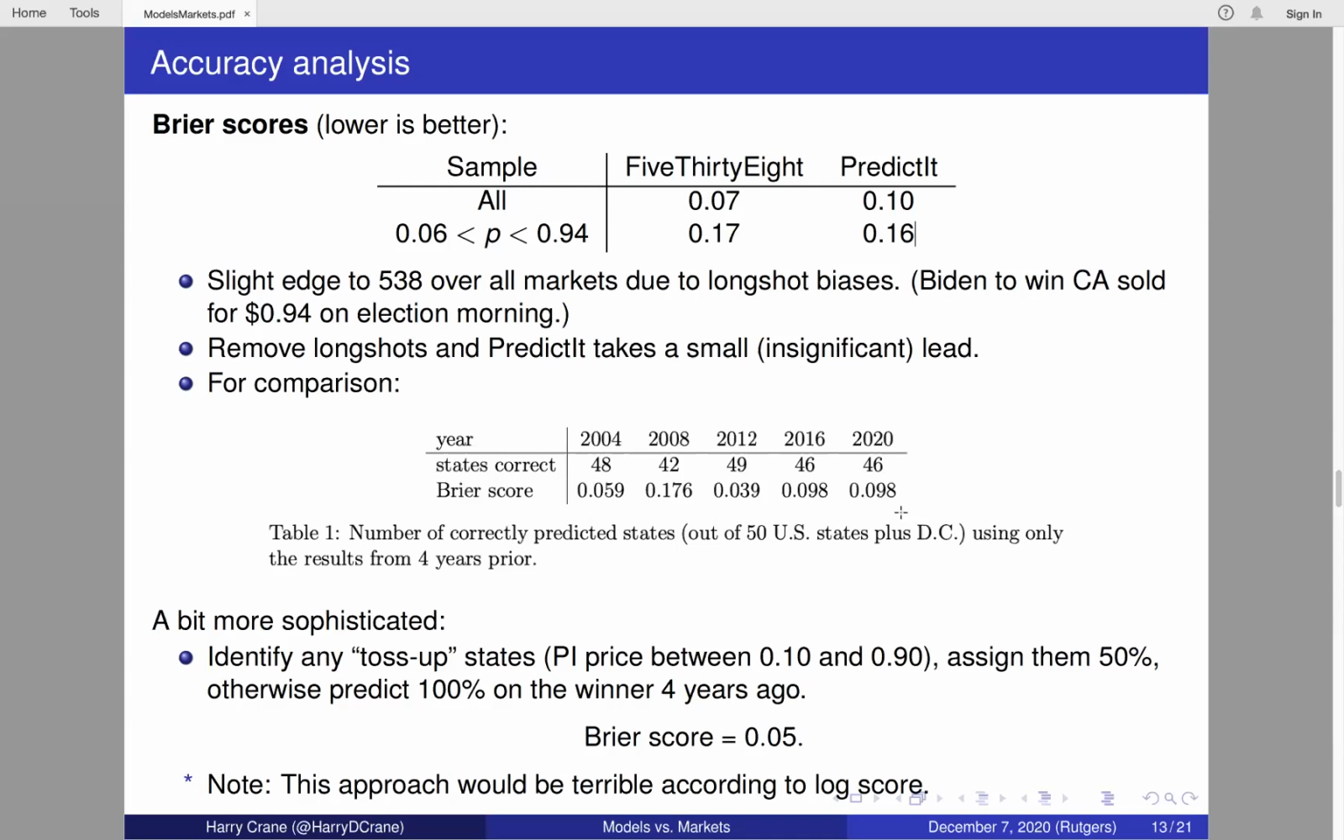Actually, the 538 number is considerably better, although I don't have any statistical uncertainties on these. Maybe I should, but this is really just to give a ballpark estimate or a rough idea. Okay.